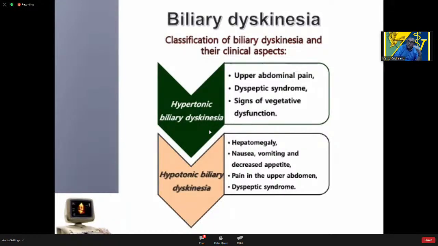In addition to this, I would like to point out the classification of the biliary dyskinesia and their clinical aspects. When we are talking about a hypertonic biliary dyskinesia, of course, we will register in our patient an obvious upper abdominal pain. We can register a very important, up to severe, dyspeptic syndrome, and of course, the obvious signs of vegetative dysfunctions.